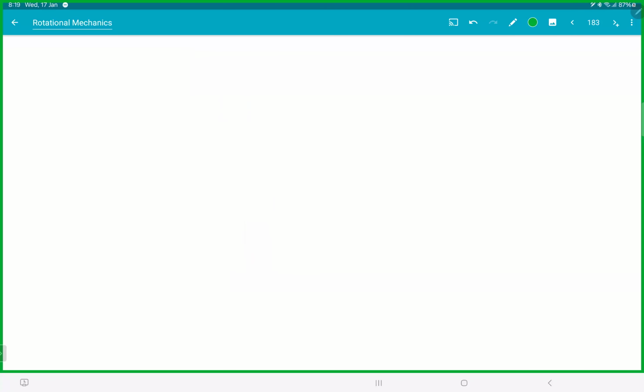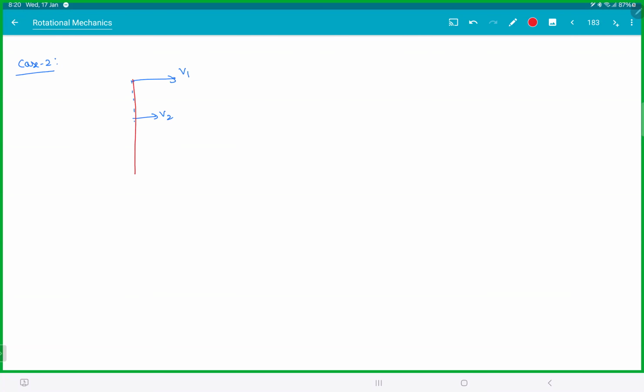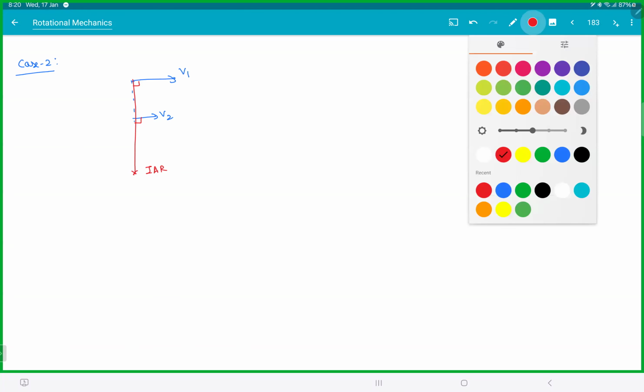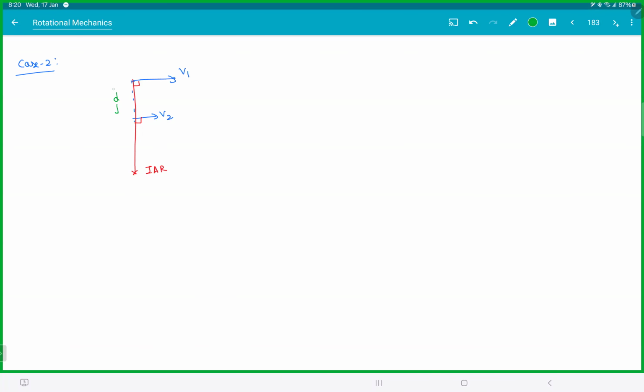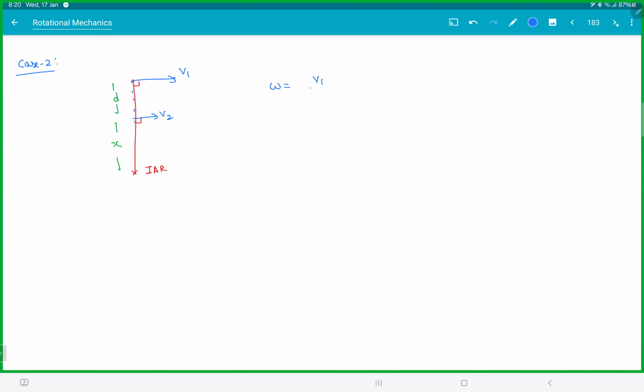Right? Now, other than this, there are two more cases. These are easy. What if the two particles' velocities v1, v2 are both parallel? Now, what is the problem? If you drop a perpendicular, there's only one line. That means IAR should be somewhere on this line. So this is the logic we use. Let the distance between them be d, and let this distance be x. Since it's IAR, omega should be the same. v1 by d plus x should be equal to v2 by x. From here, you can calculate x ka value.